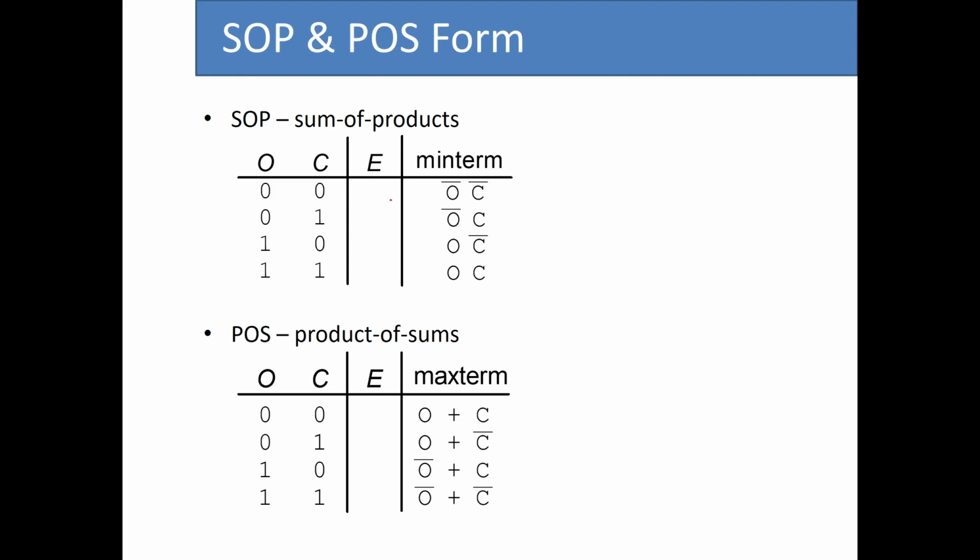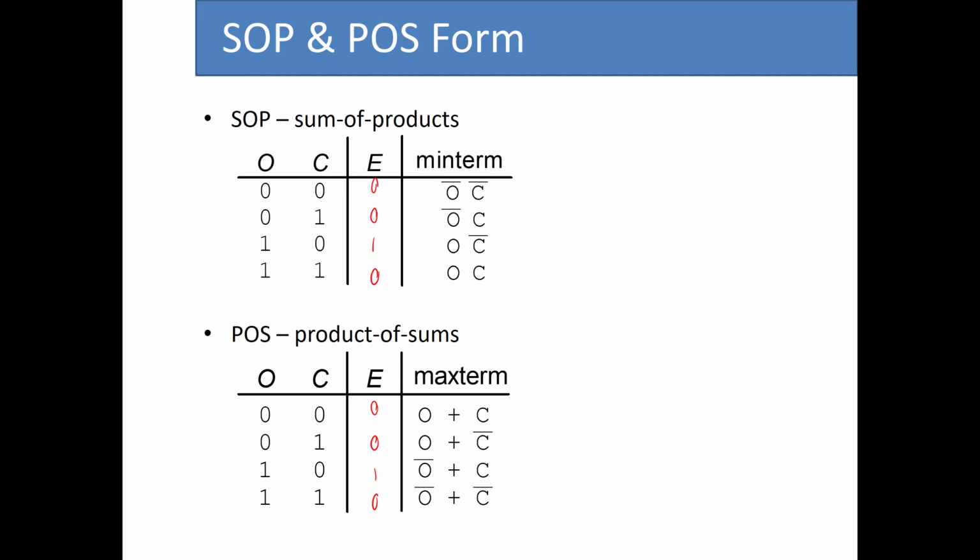Now based on this, let me just repeat this here. 1 0 0 0 1 0. We want to find out the Boolean equation for this truth table based on sum of product or product of sum form. So remember, for the sum of product, each row had a unique min term associated with it, which was only true for that specific row.